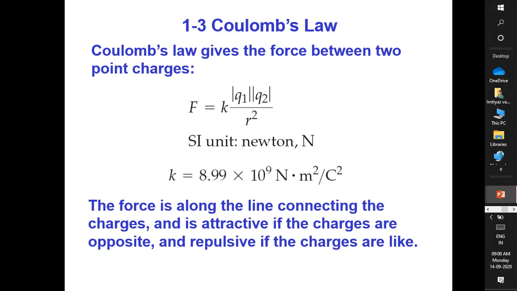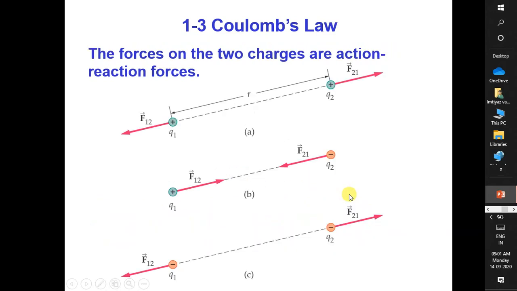So F is equal to K Q1 Q2 upon R square. Here K is our proportionality constant, and the value of K is equal to 8.99 times 10 raised to 9 Newton meter square upon Coulomb square. Now see here, the force on the two charges is required.